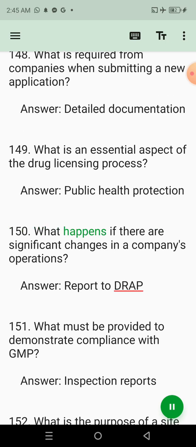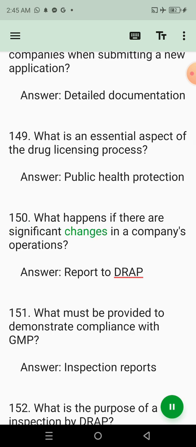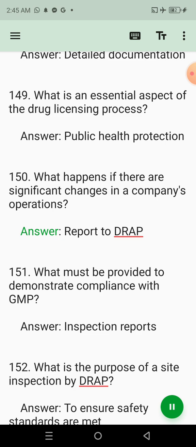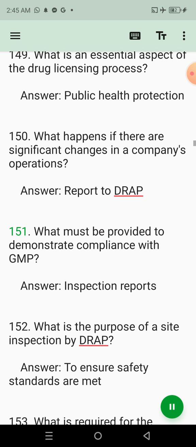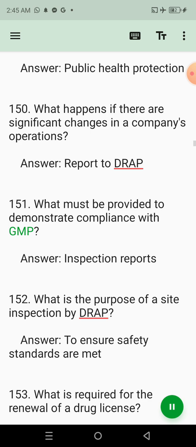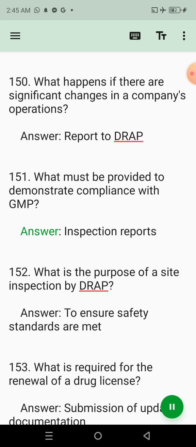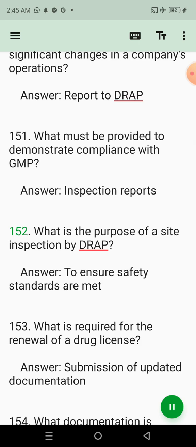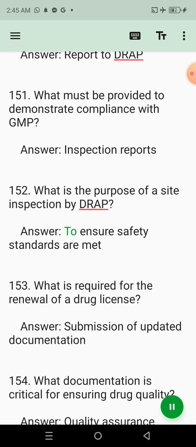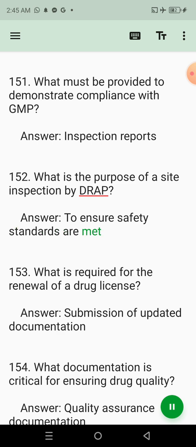150. What happens if there are significant changes in a company's operations? Answer: report to DRAP. 151. What must be provided to demonstrate compliance with GMP? Answer: inspection reports. 152. What is the purpose of a site inspection by DRAP? Answer: to ensure safety standards are met.